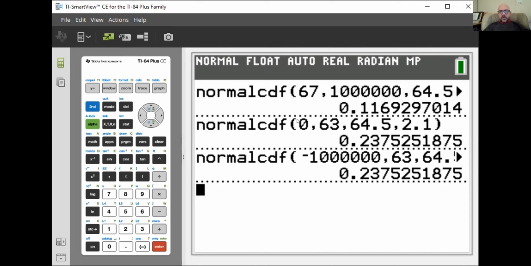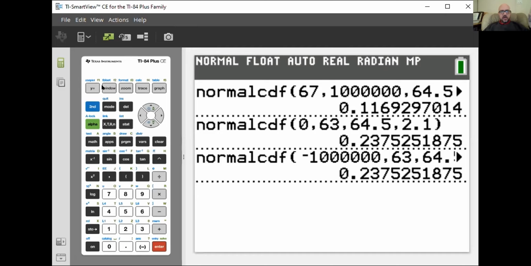From a practical standpoint, it makes no difference at all whether you're thinking of this as negative a million, negative infinity, or 0. They're all very close to each other in terms of probability. So there you go. That's all I really want to say about that.